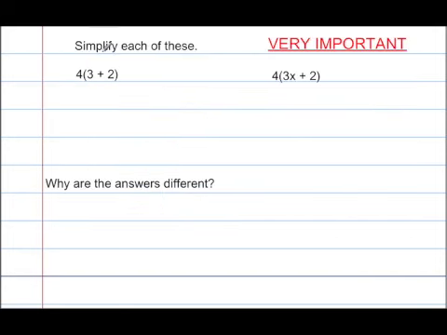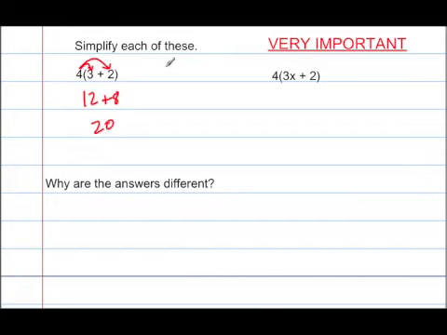Simplify each of these. 4 times 3 plus 2 and 4 times 3x plus 2. Very important, very important. Wake up. Watch this slide. You have to know this. Throughout the class, often people make this mistake. So I want you to make sure you understand this slide. If you don't, rewind, watch it again. Okay, 4 times 3 plus 2, right? I'm going to distribute. 4 times 3 is 12. 4 times 2 is 8. 12 plus 8, 20. Okay?